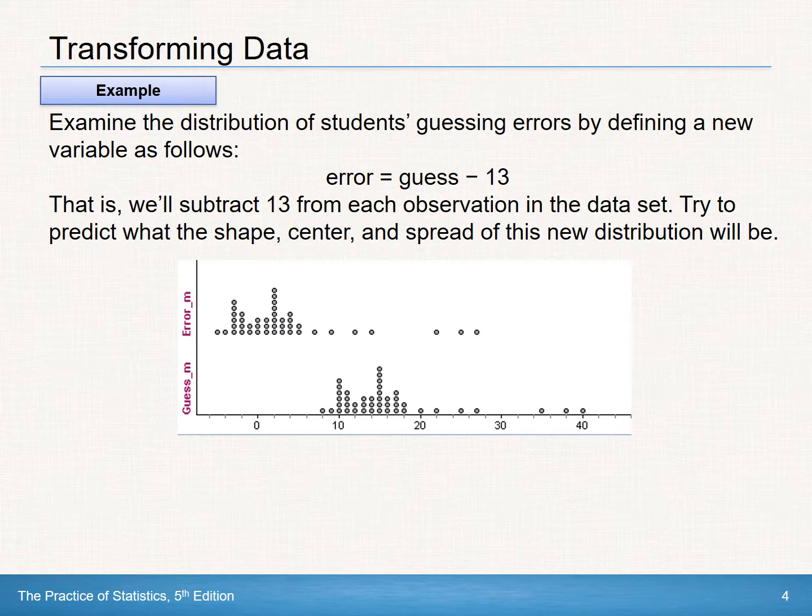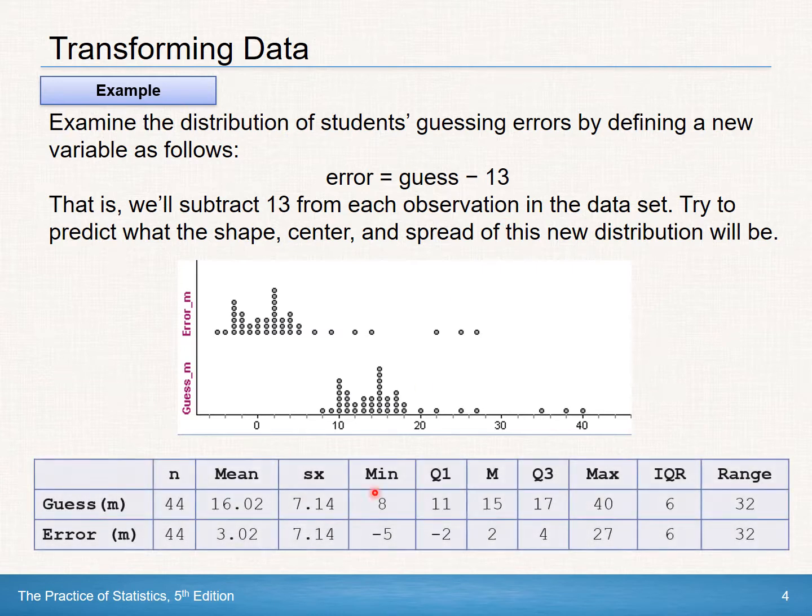Here's the two sets of data, but one set of data we subtract 13 from every value. Look at how the shape of the distributions are exactly the same. Also, if you look at this, the spread has not changed at all. It's the same width as far as the data points go. Now, the center, obviously, as you can see, went down, and it went down by 13 points.